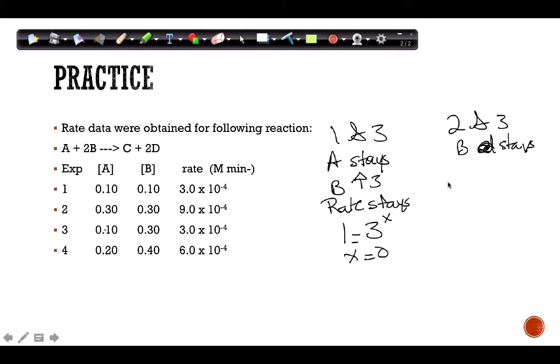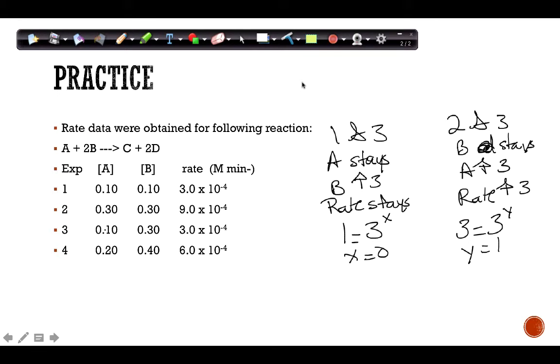All right, so A goes up by 3, if I'm going from 3 to 2. And then my rate goes up by 3 too. So my rate went up by a factor of 3, and my concentration went up by a factor of 3. So 3 to some power equals 3. So y has to be 1.